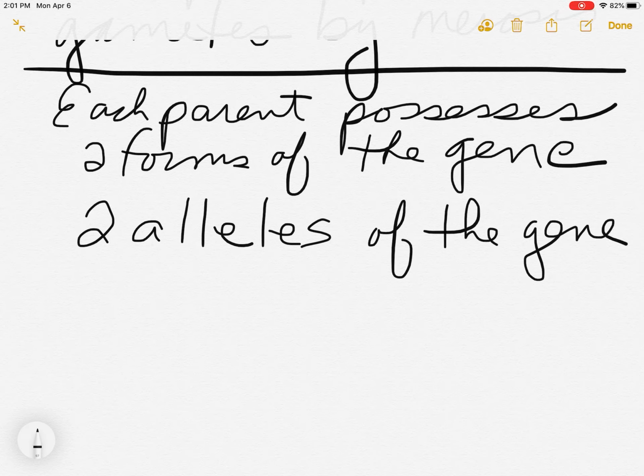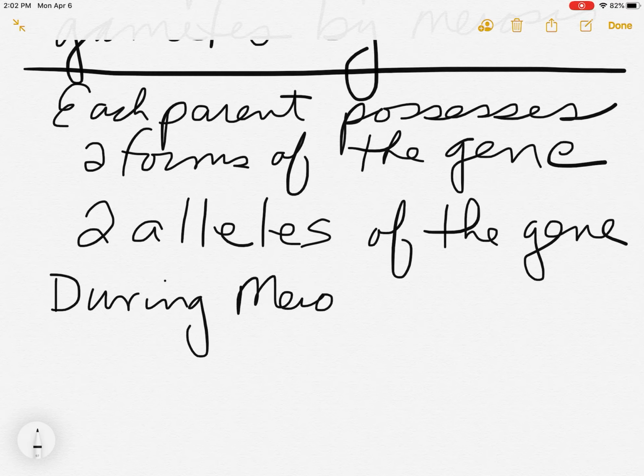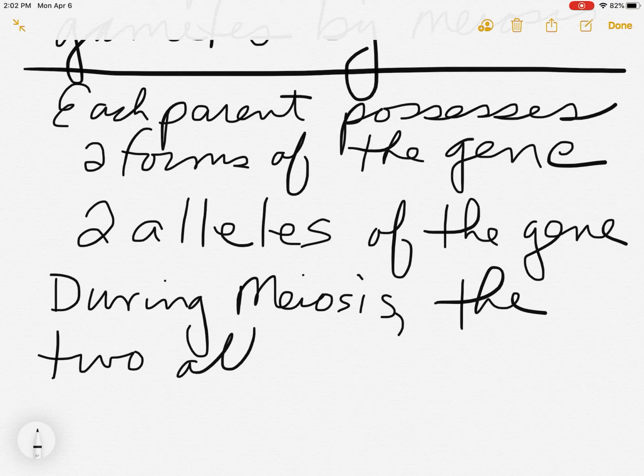Now, we don't really know yet what the parent has. The parent could have two dominant alleles, it could have two recessive alleles, or it could have one of each. There's many ways that happens. But in meiosis, the two alleles are spread apart. So during meiosis, the two alleles are separated.